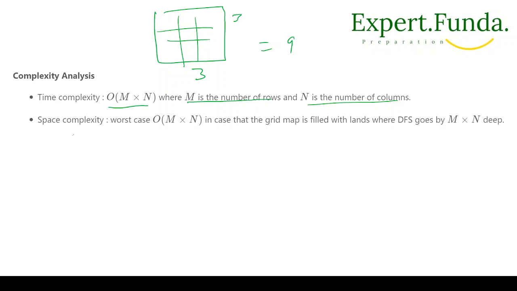For the space, we are storing all the elements. In the worst case, the grid is filled entirely with land, and the space will become O of m into n.